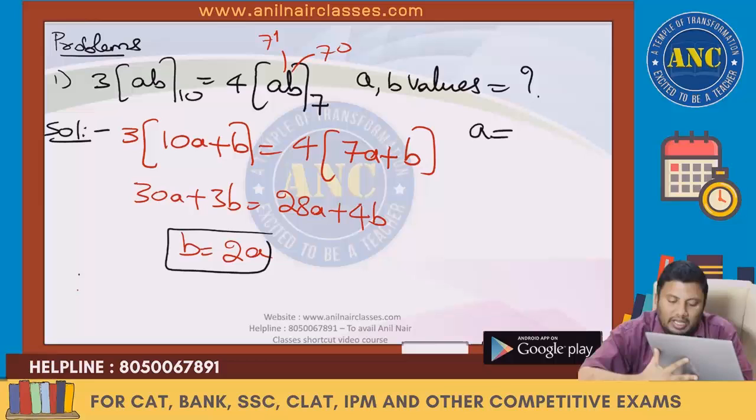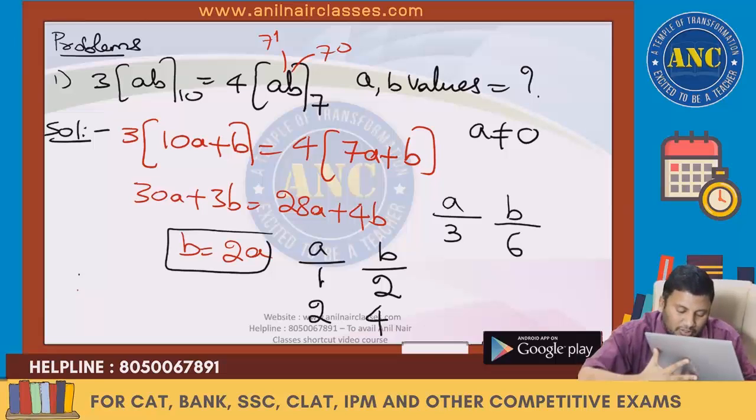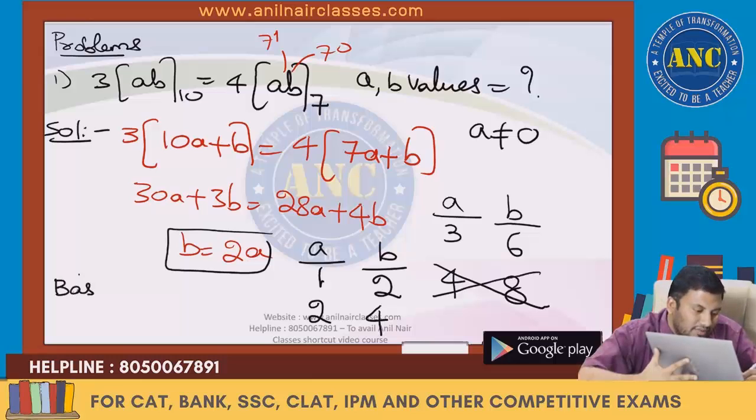A cannot take 0 because A is the leftmost digit. If A is 1, B will be 2, so 1 and 2 are possible. A is 2, B is 4, so 2 and 4 are possible. A is 3, B is 6, so 3 and 6 are possible. A is 4, B is 8, not possible.